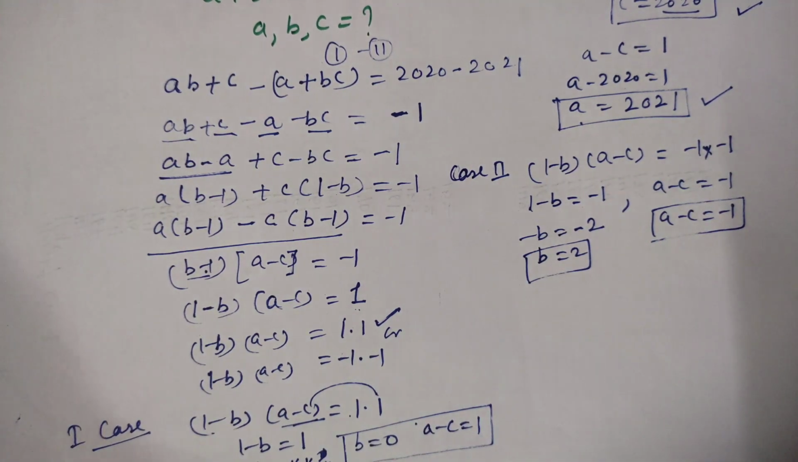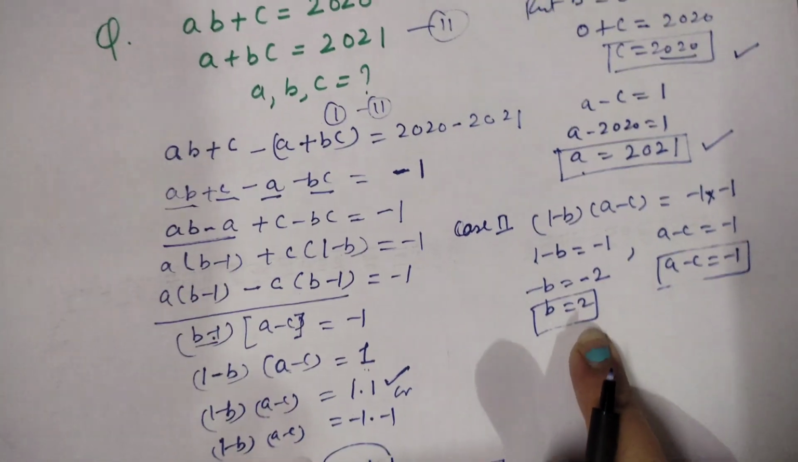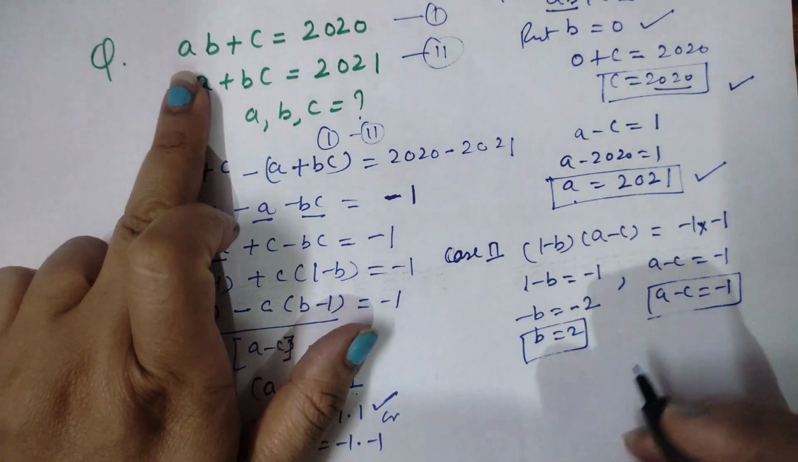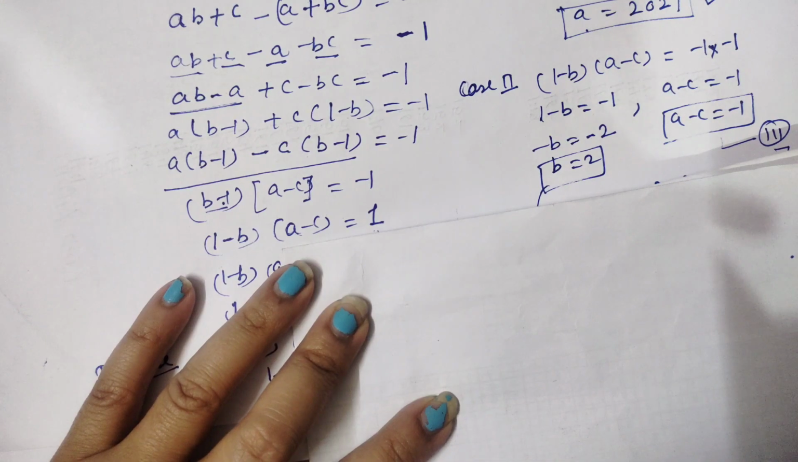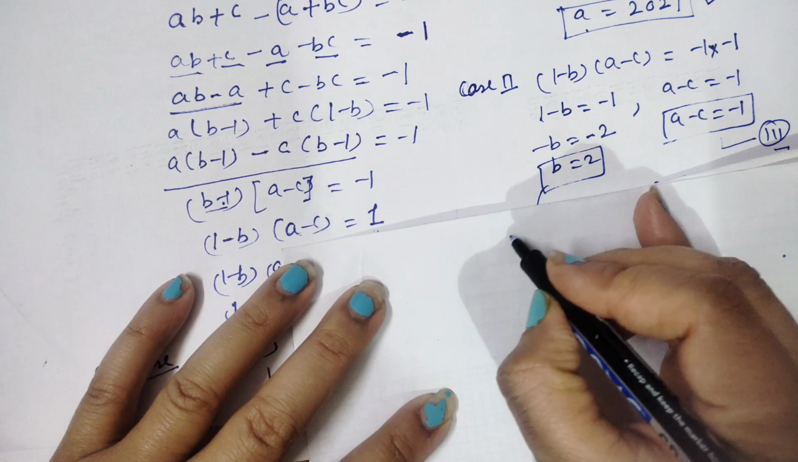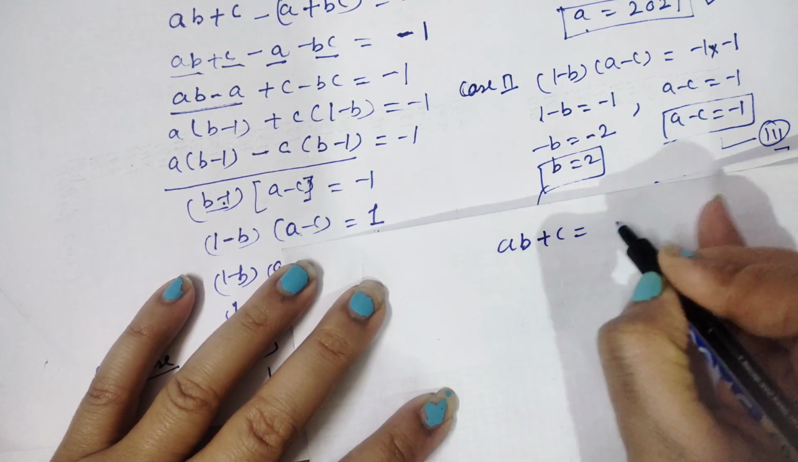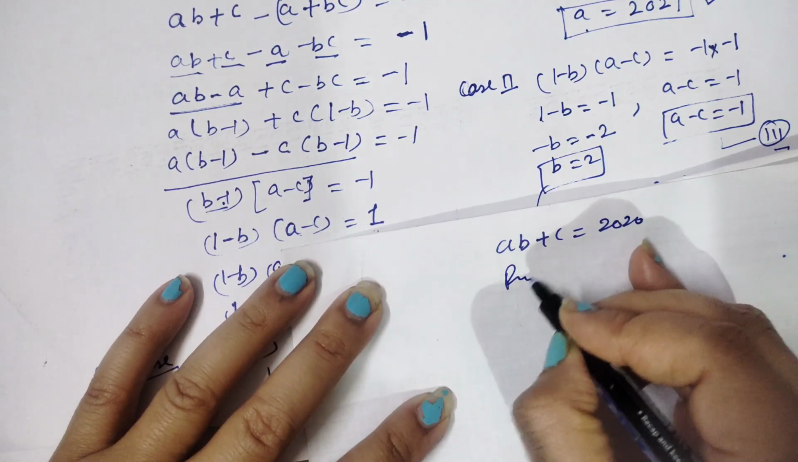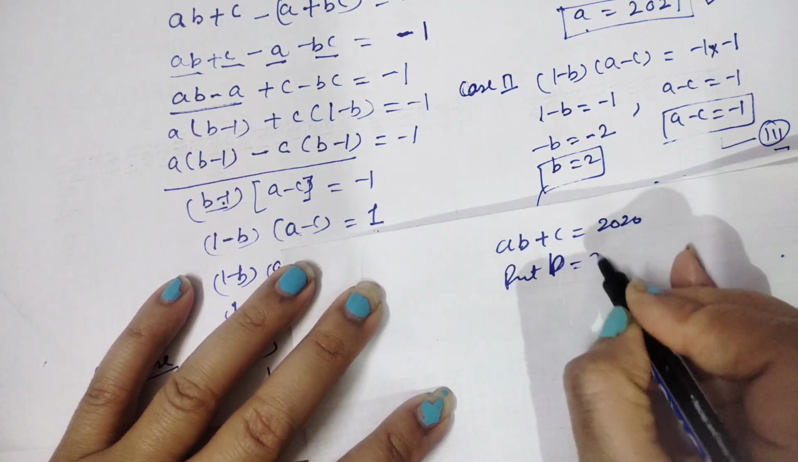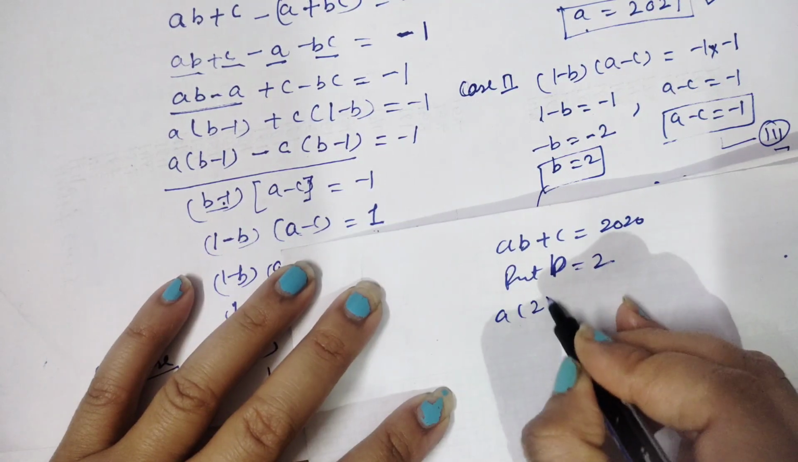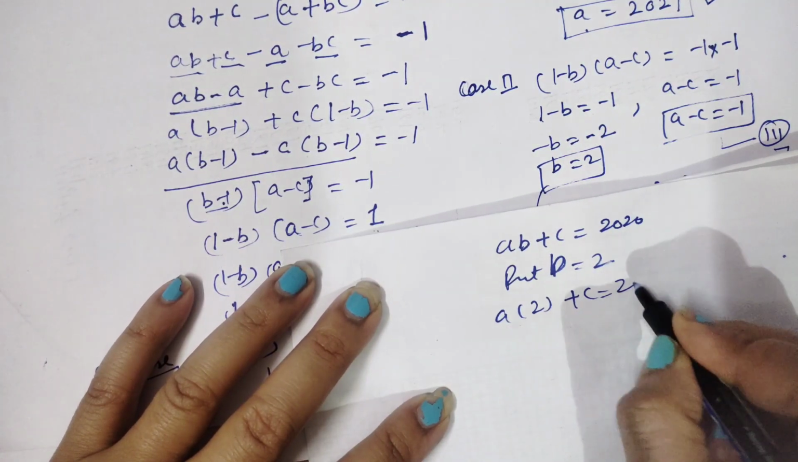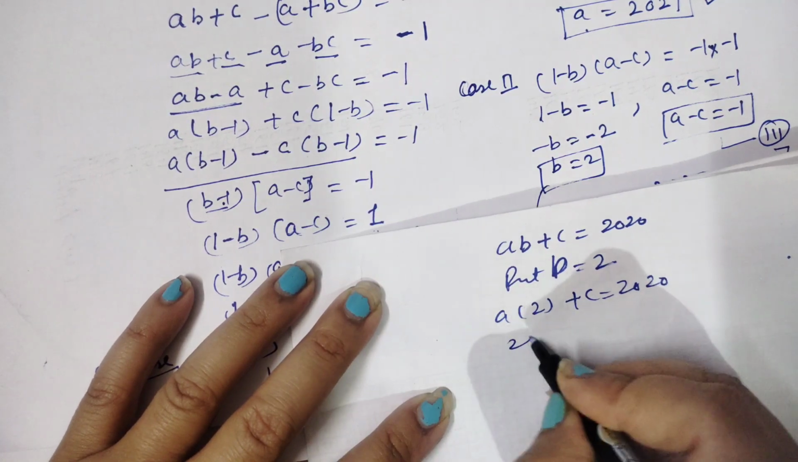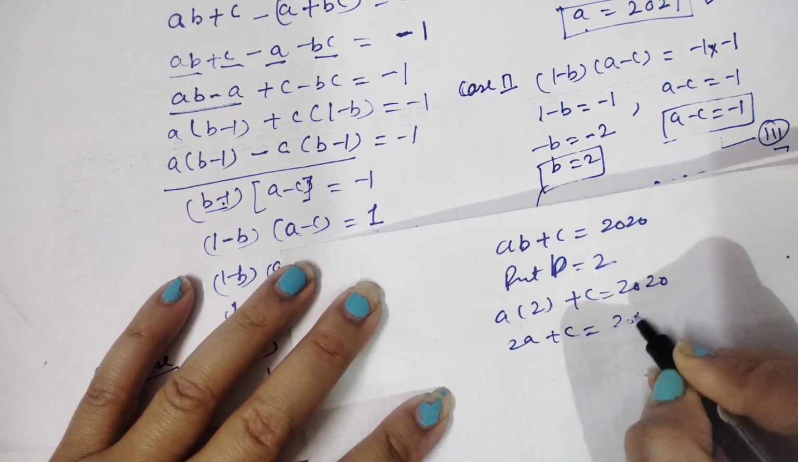Okay. Now here you can see a minus c is already the equation. So you can see the b value is 2. So again we are using the given equation. According to case 2, b value is 2 and a minus c is equal to minus 1. So again we are using the given equation, which is ab plus c equals to 2020. So here we will put b equals to 2, so it is 2a plus c equals to 2020.